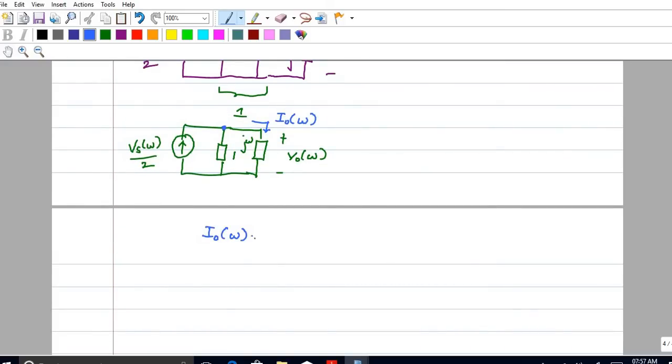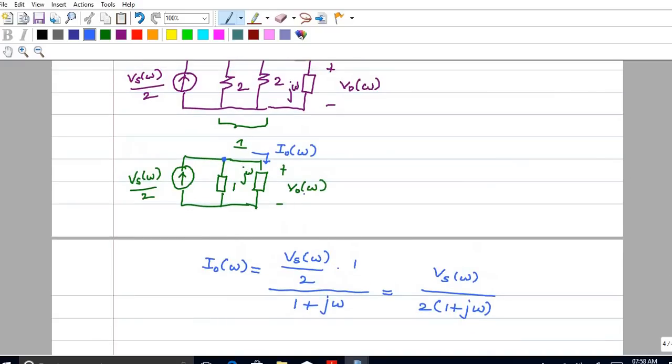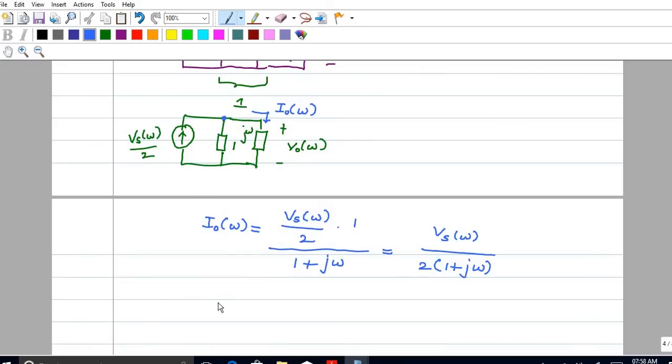I naught of omega is the total current Vs of omega by 2 into the impedance in the parallel branch, which is 1, divided by the total impedance 1 plus j omega. So this is Vs of omega divided by 2 into 1 plus j omega. We are interested in this voltage. V naught of omega is j omega into I naught of omega.